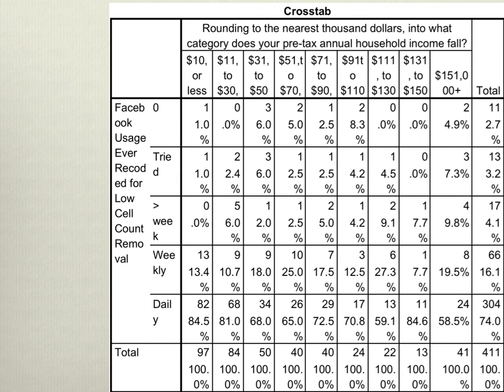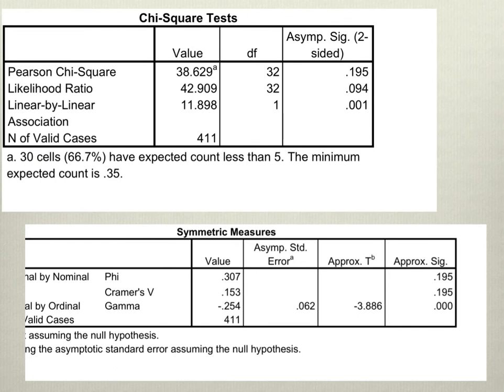This table looks at income by Facebook usage measured as never tried all the way up to daily. Again, I'd be using chi-squared as my test of significance. In this case, chi-squared is 38.629 with 32 degrees of freedom. P equals 0.195. I cannot reject the null.